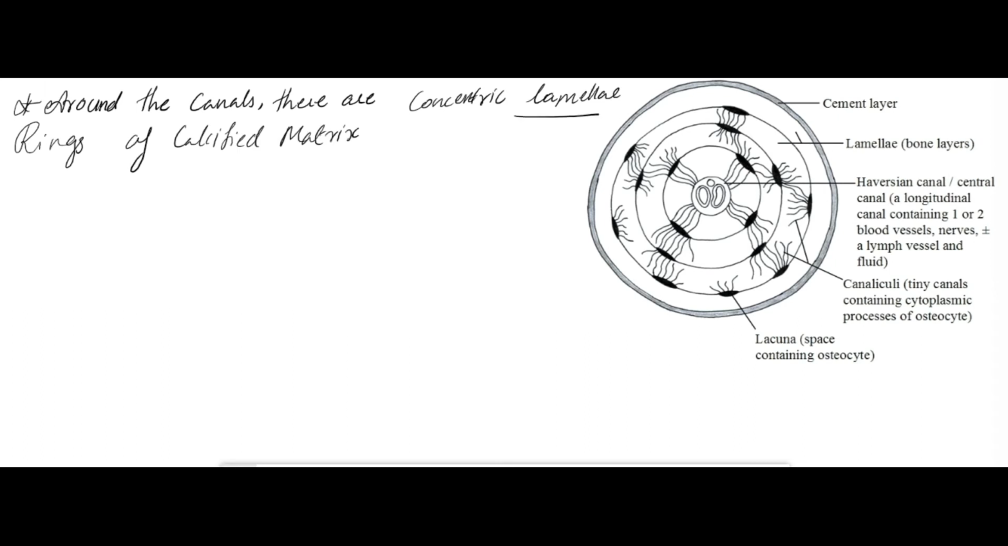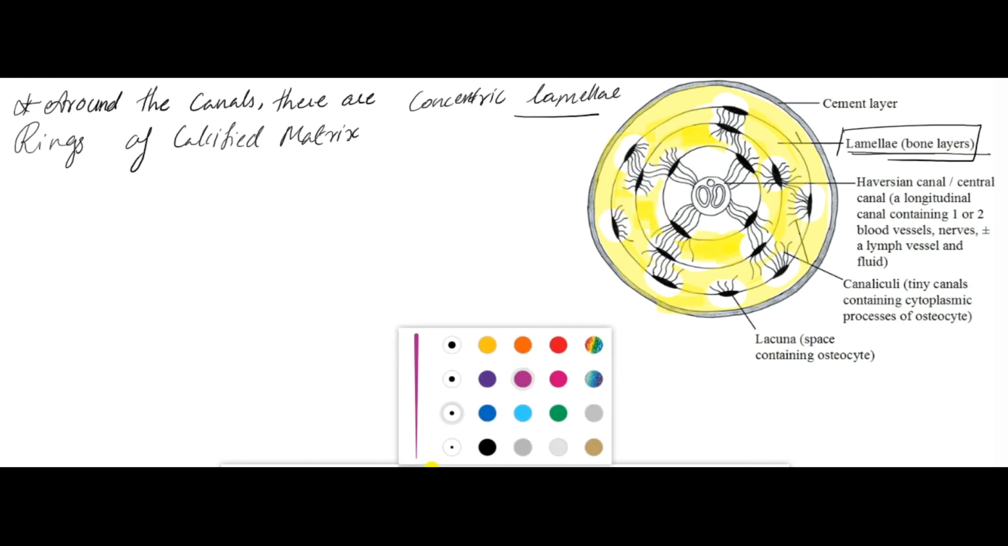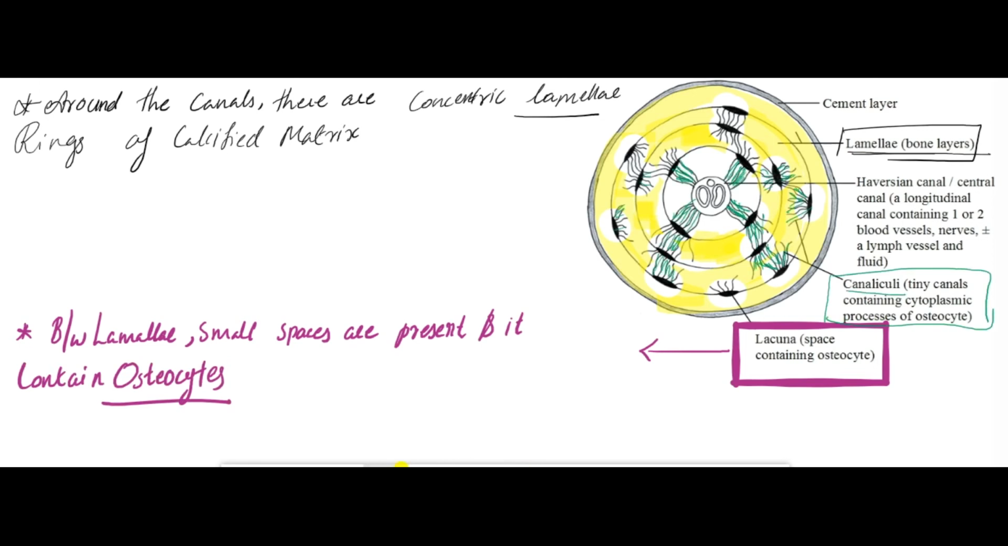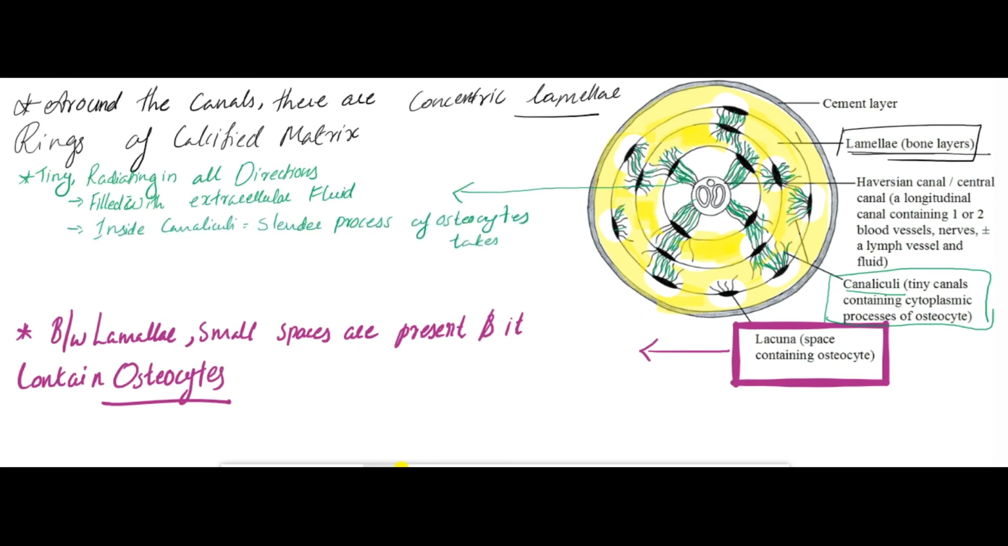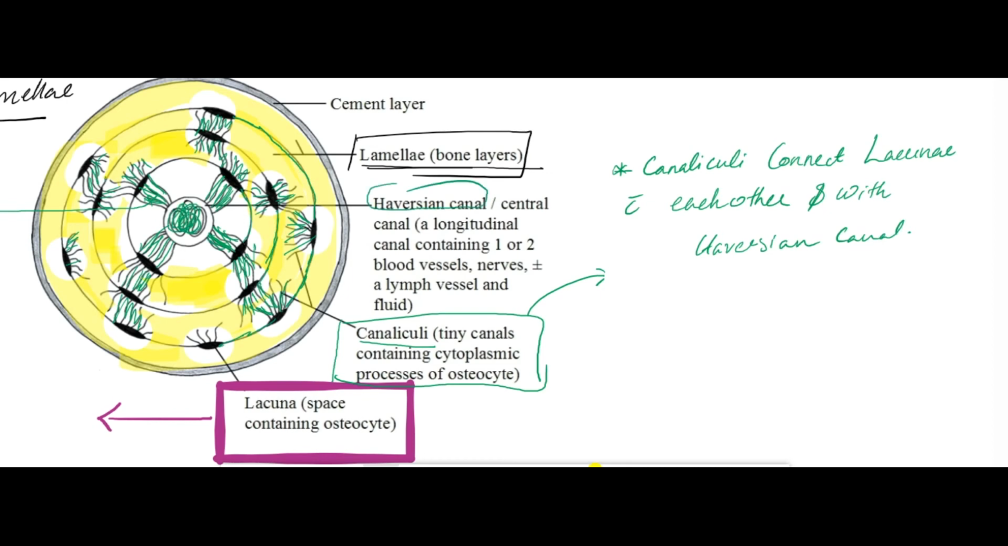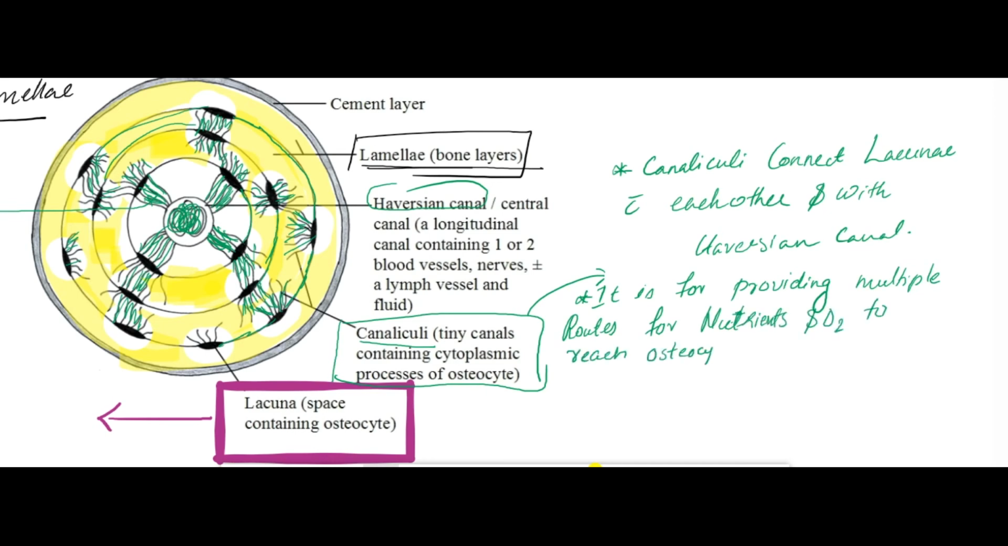Around the canals there are concentric lamellae, rings of calcified matrix we can see here, and we can see some spaces between these. This is known as lacuna. It contains the osteocyte. Between lamellae, small spaces are present. It contains the osteocytes. And we can see some green color here. These are known as canaliculi. They are tiny channels radiating in all directions, filled with extracellular fluid, and inside canaliculi slender processes of osteocytes can be seen. Canaliculi connect the lacunae with each other and also with the Haversian canal. It is for providing multiple routes for nutrients and oxygen to reach osteocytes and remove the waste.